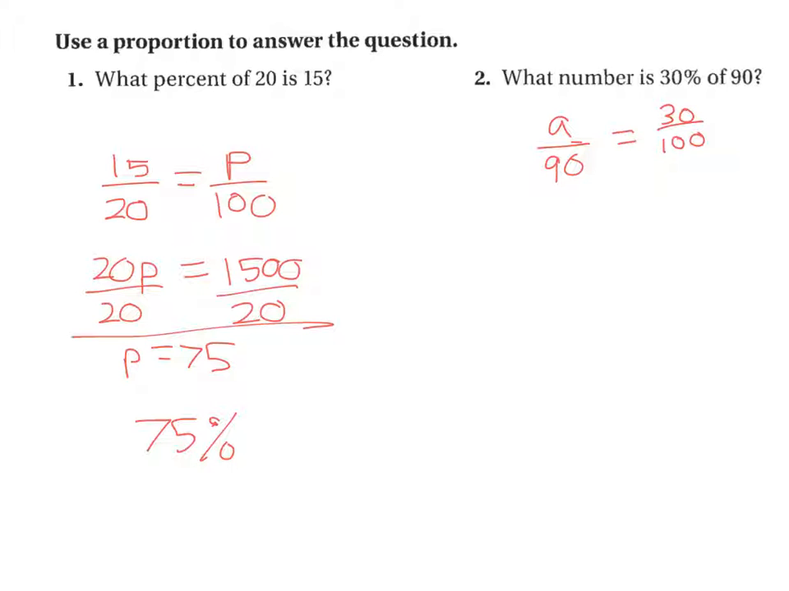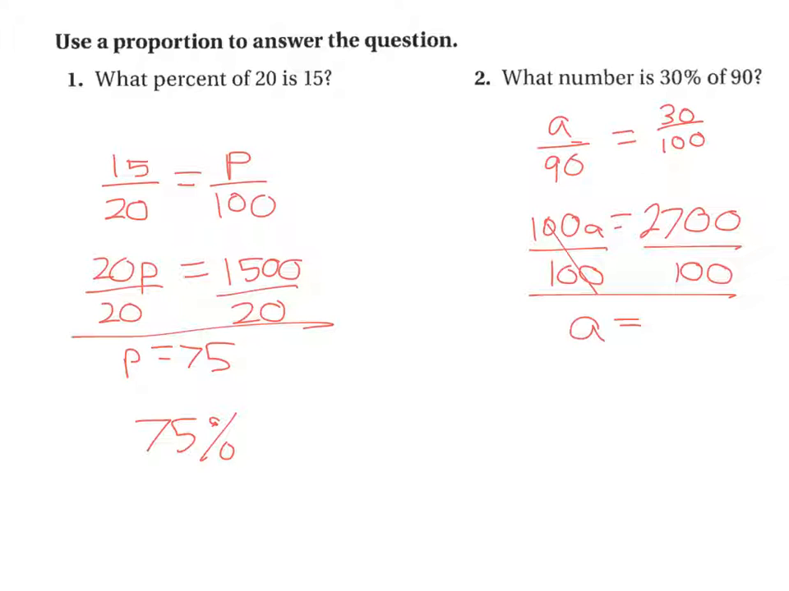Now we can do our cross multiplication. We got 100 times A equals 30 times 90. 3 times 9 is 27, and we have 2 zeros. And now we divide by 100 on both sides. Dividing by 100 is pretty easy too, because we just move the decimal over 2 places. A equals 27. 27 is 30% of 90.